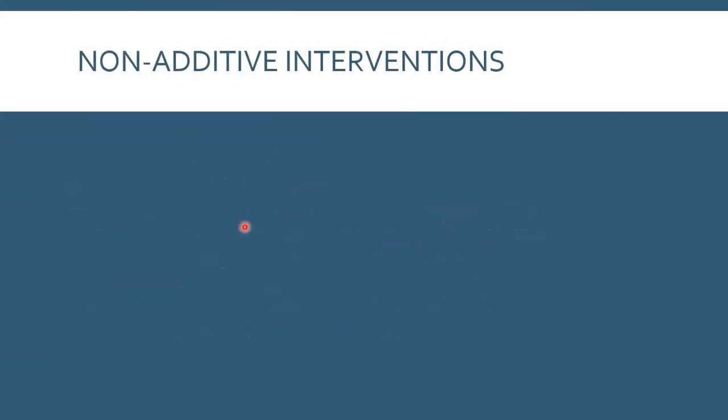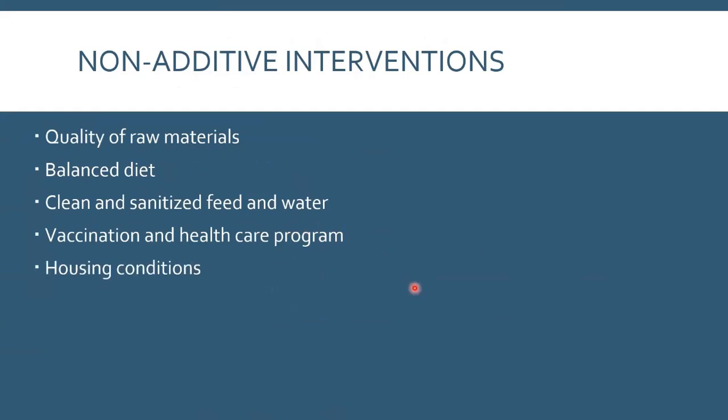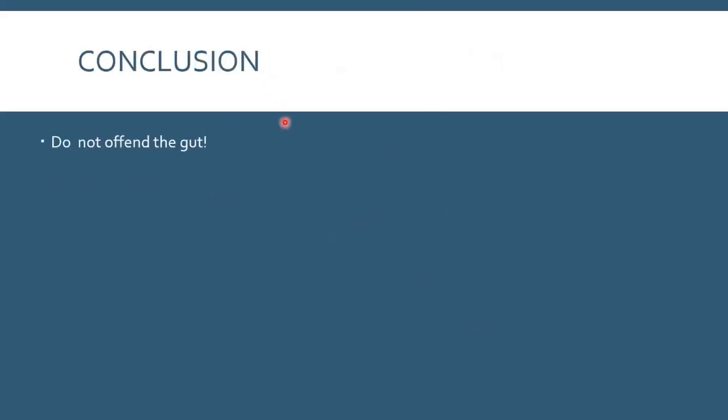So some of the non-additive interventions: quality control is important, of course. Having a balanced diet, clean and sanitized water, feed and water, a vaccination and healthcare program is also a consideration, housing conditions, and of course, biosecurity in the farm. And if we can help the animals to grow better with a good environment, and of course, management.